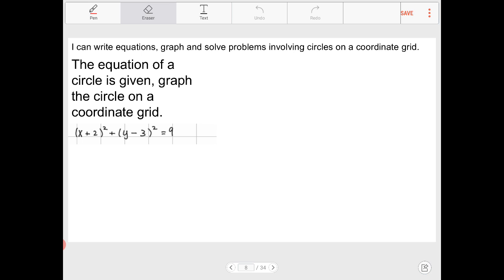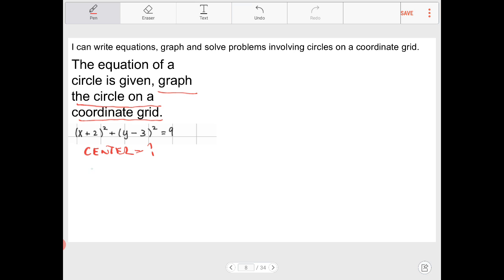So the next problem here, the equation of a circle is given. Graph the circle on a coordinate grid. So this is what I'm asking you to do. I'm asking you to graph the circle on a coordinate grid. So hopefully, if you guys have graph paper handy, this is the time to use it because it would help immensely if you did. So pause the video to see if you can figure this out on your own. What I would do if I were you guys, first identify where's the center.